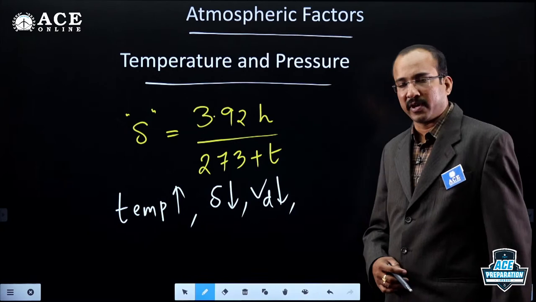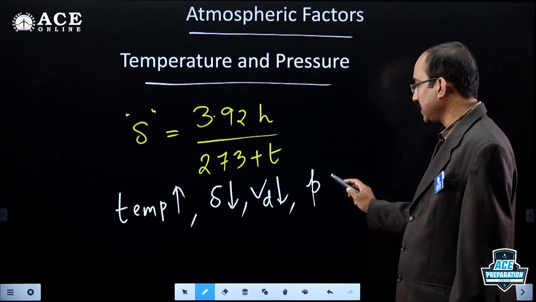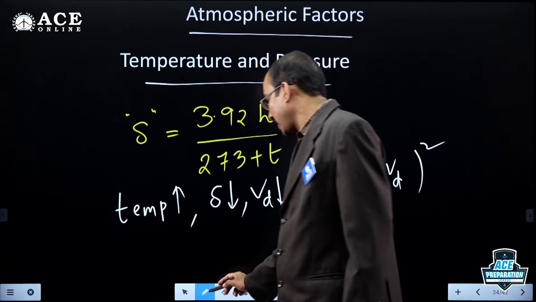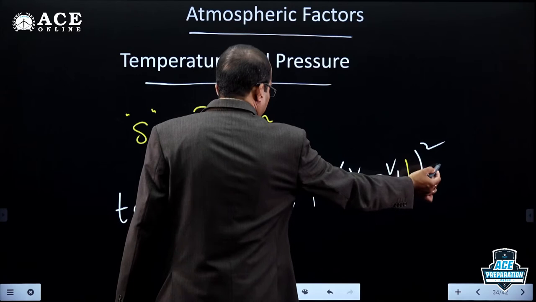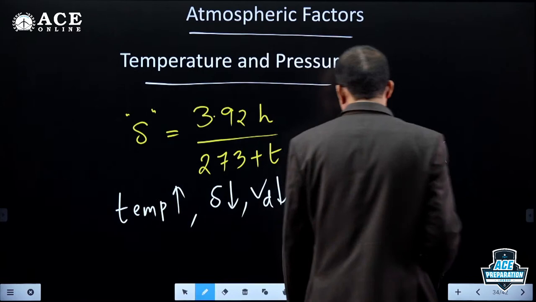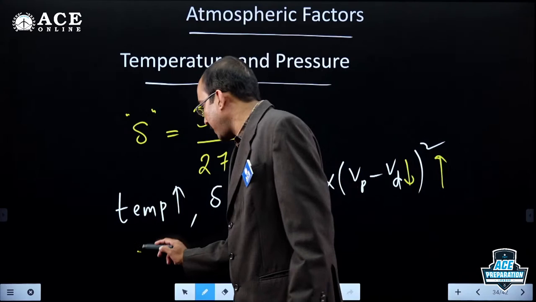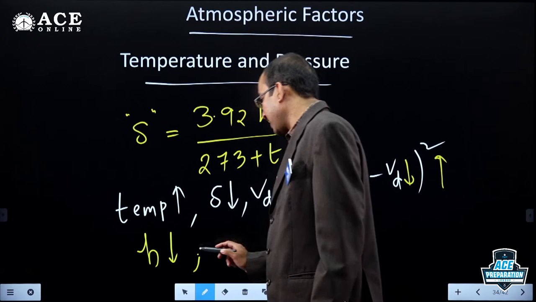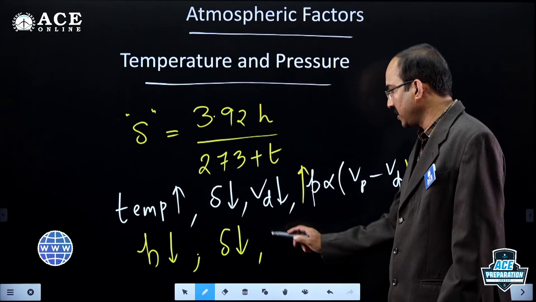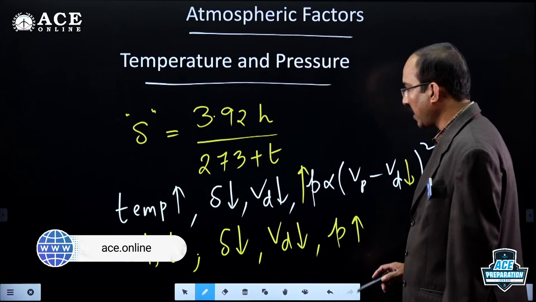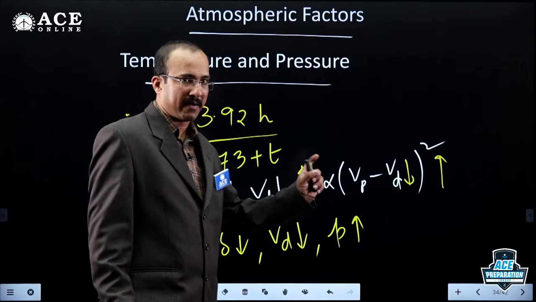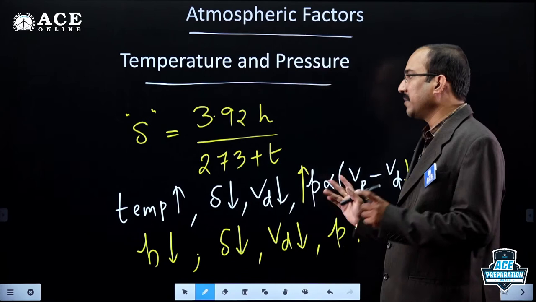Vd is reduced, corona loss is directly proportional to Vp minus Vd whole square. So if Vd is reduced, corona loss is increased. So if the temperature is increased, the corona loss gets increased. That is the relation from air density factor that you can make. But if there is a fall in pressure, if the h value gets reduced, then also air density factor delta reduces, Vd reduces, and corona loss increases. Increase in temperature or decrease in pressure will cause increase in corona loss. So this objective type question may be framed on the atmospheric factor.